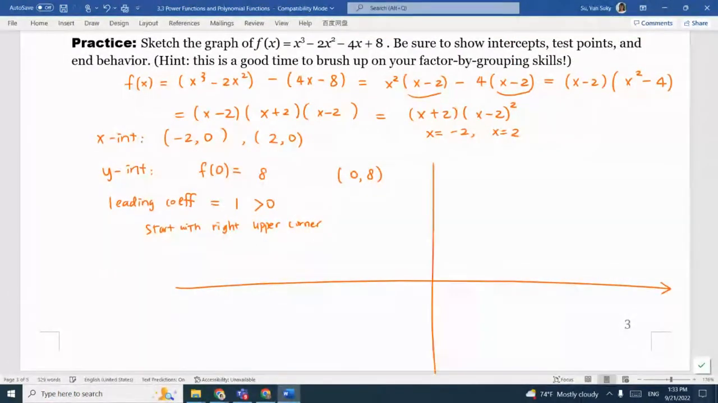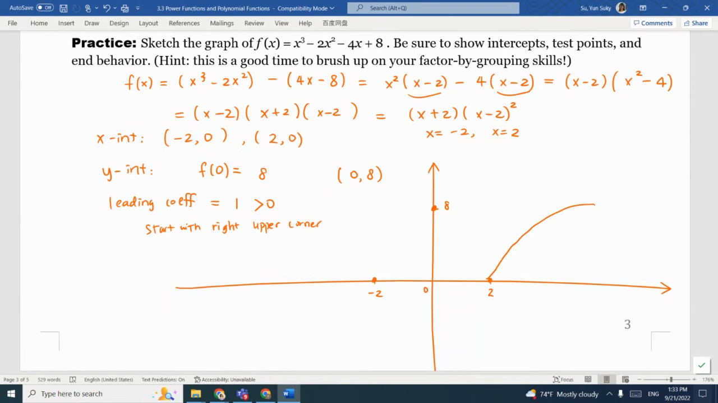So we have the x-intercepts, -2 and 2. So we plot the points there. (0, 8), plot the point there. Okay, everybody? You see, you don't need to put so many bars there. The picture is clean. So, and then we start with the right upper corner. Okay, so start with that. At 2, what do we do?